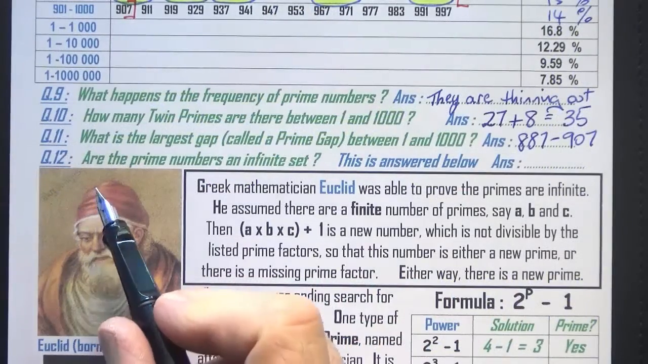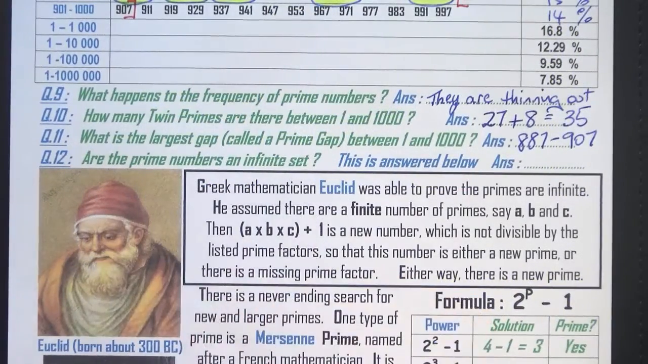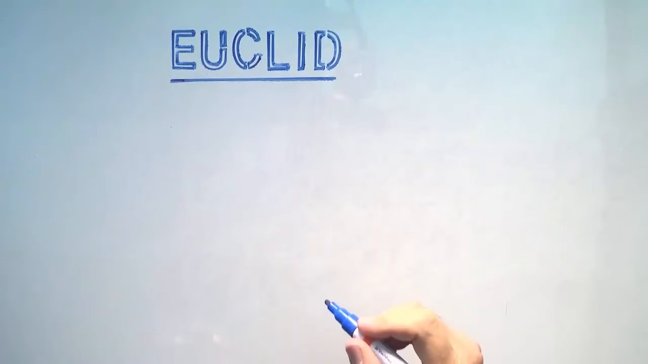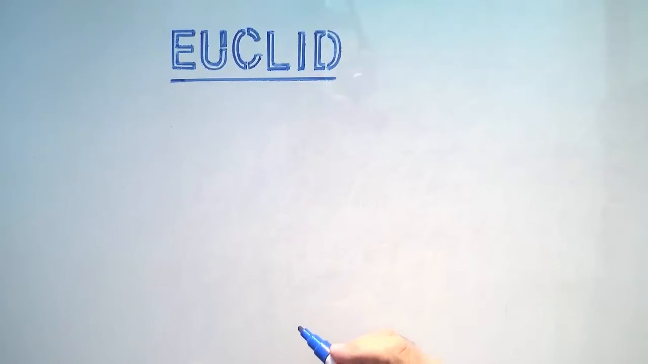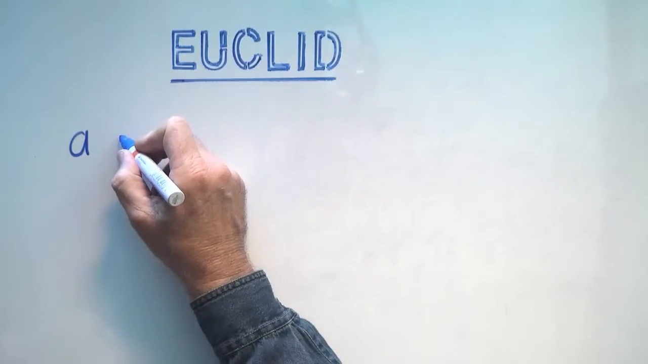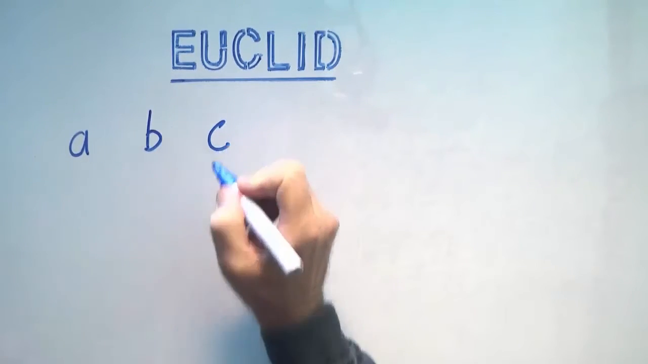And question 12, are the prime numbers an infinite set? Well, this question was answered over 2,000 years ago by this man, Euclid, using a very neat proof. And I'll explain it to you on the whiteboard. Euclid proves the primes are infinite by disproving that they are finite. He does this by assuming that he knows all the prime numbers. So say they were A and B and C.